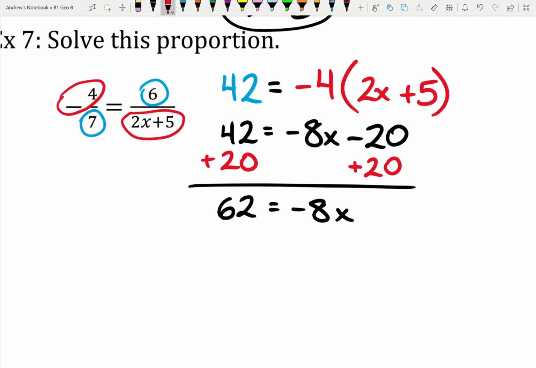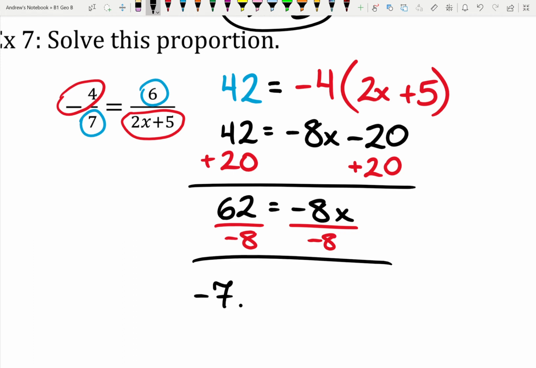And holy moly, we were so close to having a nice even numbered problem. What I need to do is divide everything by -8. When I go ahead and do that, it's not going to come out too pretty. We're going to get -7.75 is equal to x.